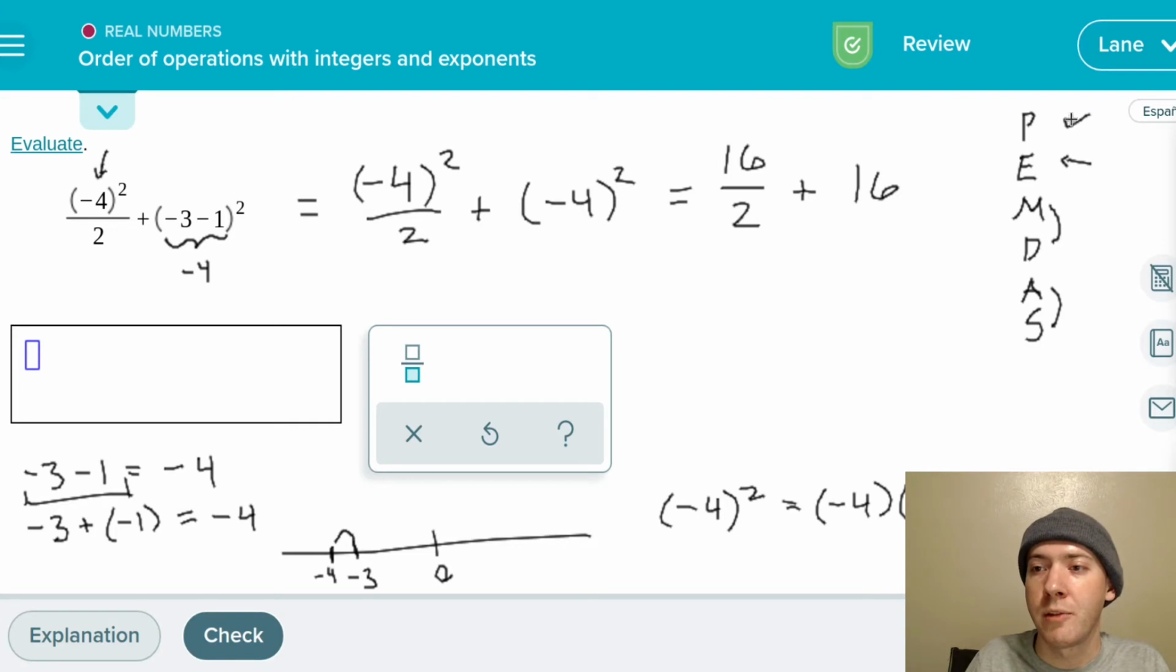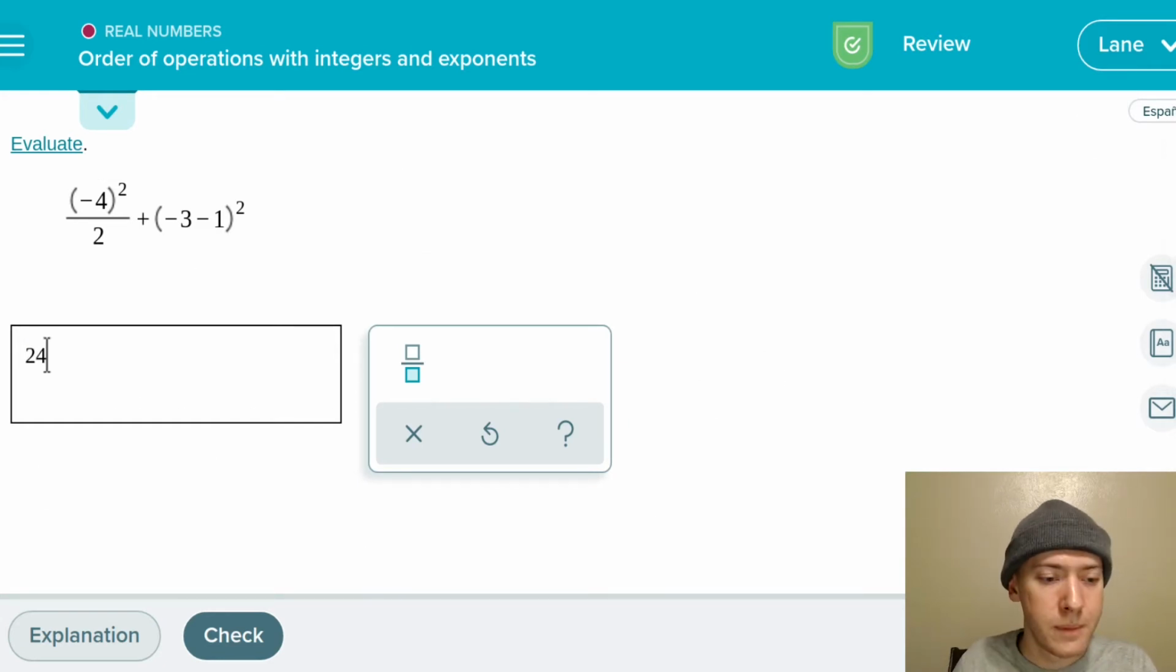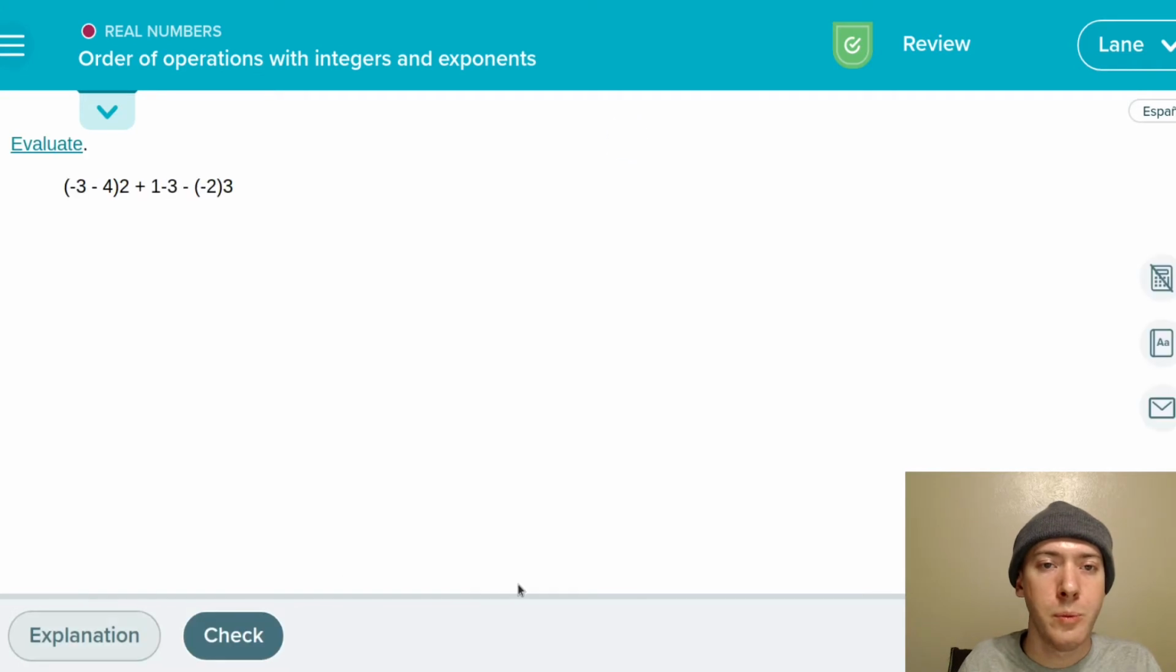Okay, we've taken care of parentheses, we've done exponents. Now we're going to look for multiplication or division in our problem. There is division right here, so we'll do that next. What is 16 divided by 2? 8, right? And finally, we're going to look for addition or subtraction. Addition is right here, so we're just going to add the 8 plus 16. Our answer should be 24. Let's check that. All right, we'll do a few more problems.